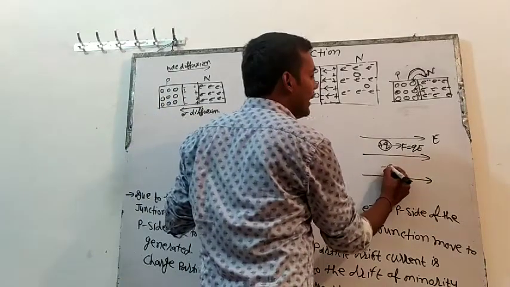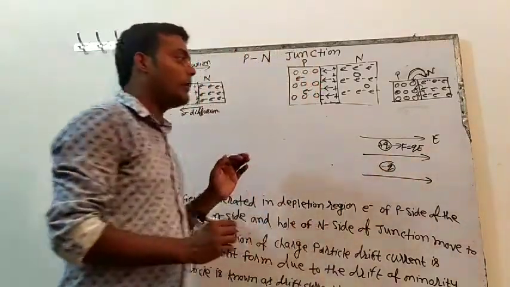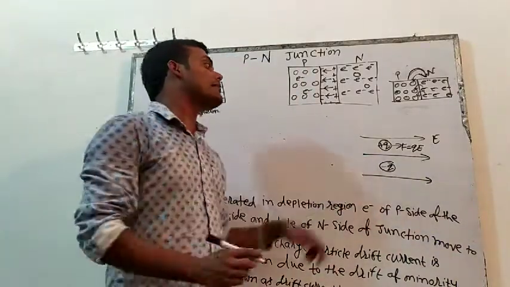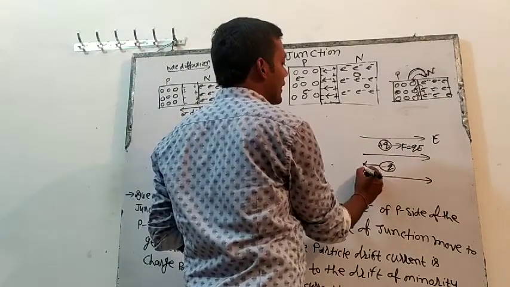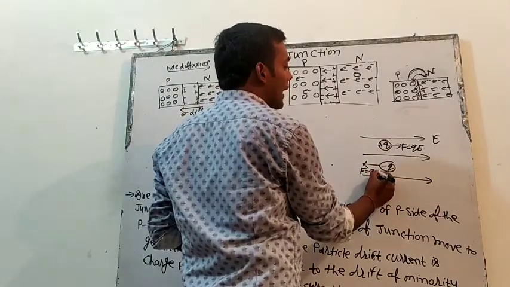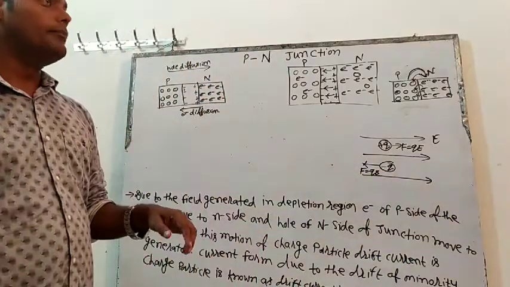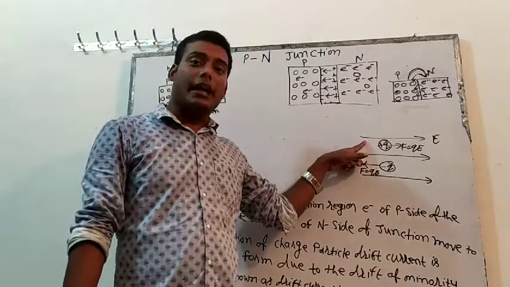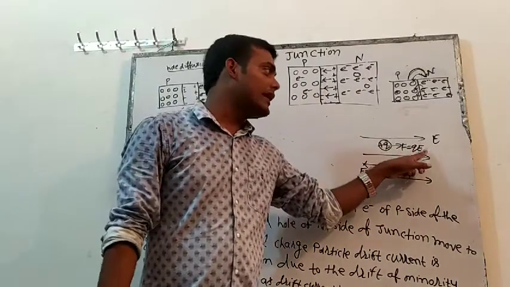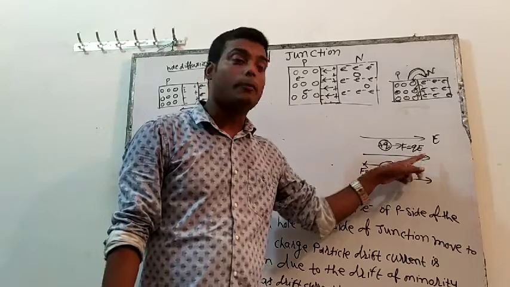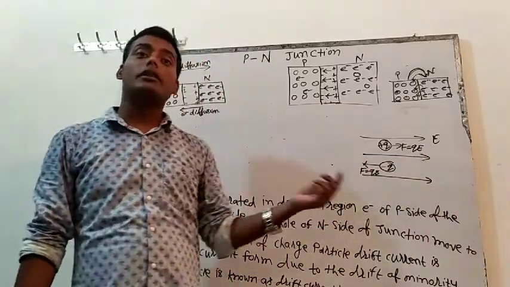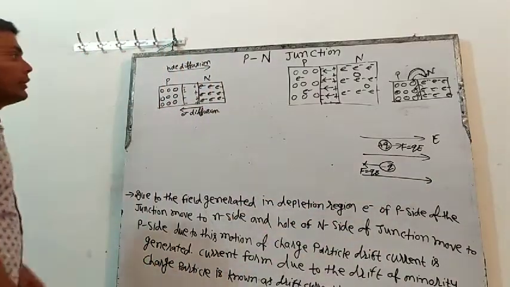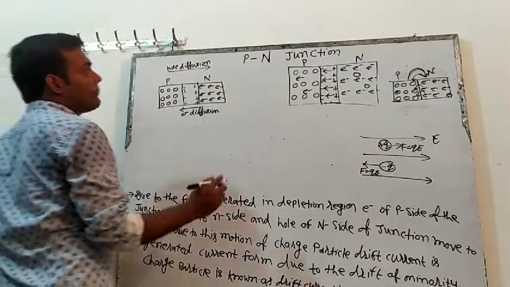If there is a negative charge, then this negative charge will also experience a force, and this force will be in the opposite direction of the electric field, but the force magnitude will be the same. Is it clear? Again I am repeating: a positive charge will experience a force F equal to QE in the same direction as the electric field, and a negative charge will experience a force of the same magnitude, but the direction will be opposite. So now I will apply this concept here.